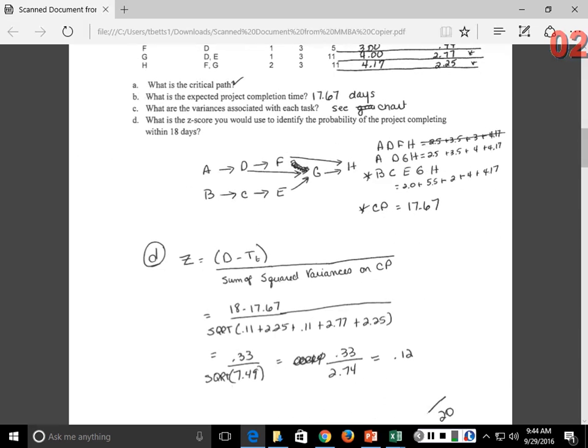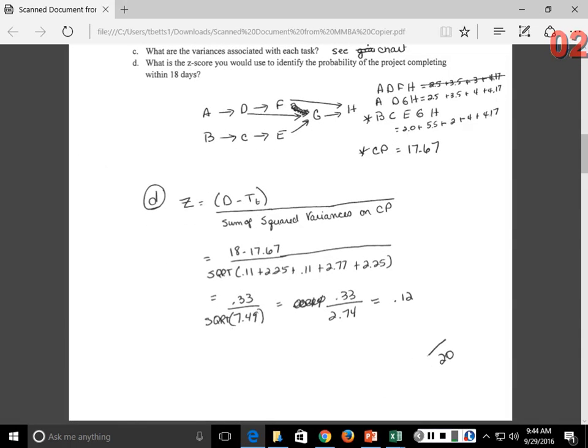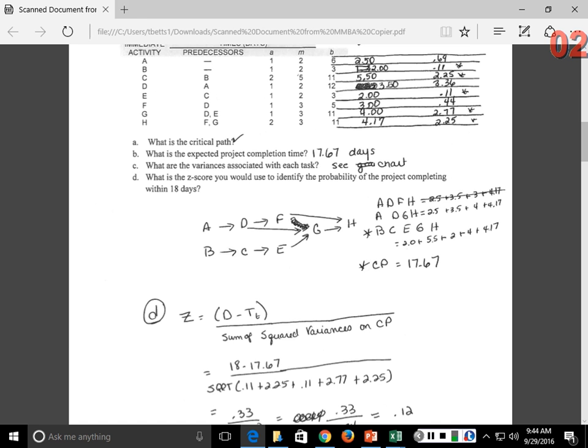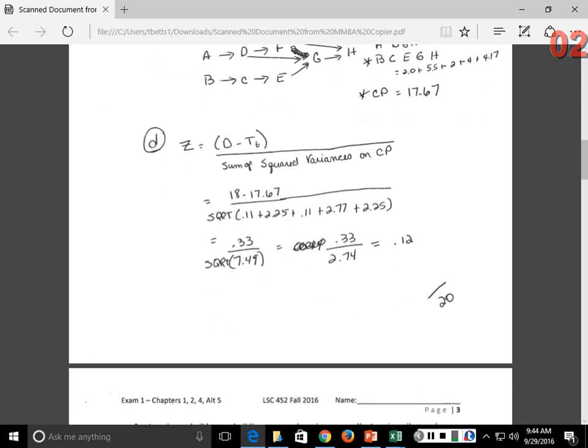Okay? And then you're asked, what's the Z-score that we would use to identify the probability of completing the project? And in order to do that, you need to know that the Z-score formula was the desired completion time minus the estimated completion time, right? And the desired completion time comes from the problem of 18 days, and you calculated the expected completion time at 17.67 days. And then you're going to divide that by the sum of the squared variances that are on the critical path, right? So then you're going to come back to the critical path and pick those variances off and take the square root of those, okay? All right, and so at the end of the day, you should have had a 0.12 there.